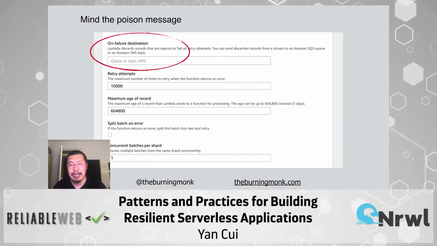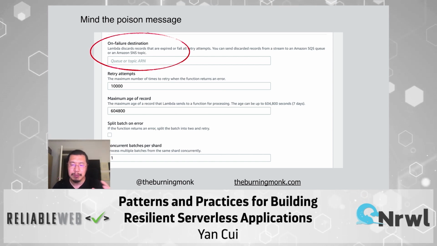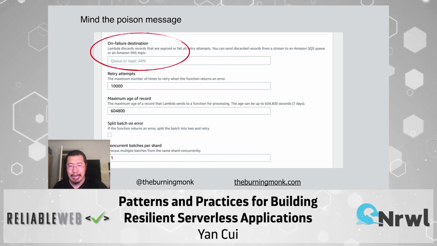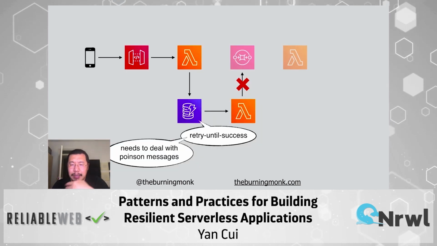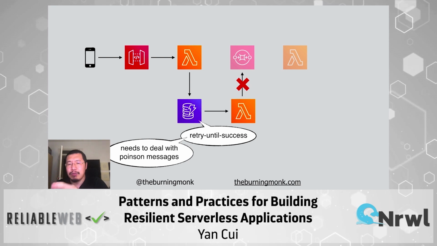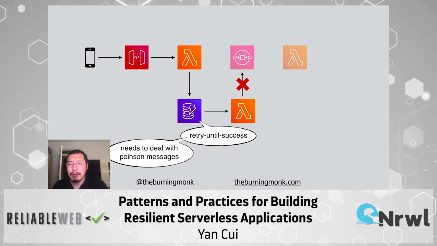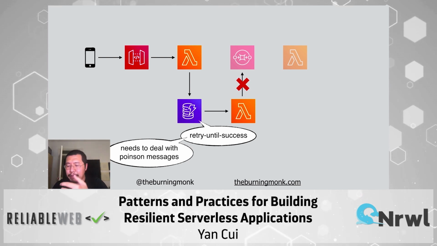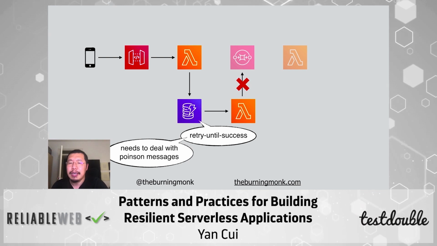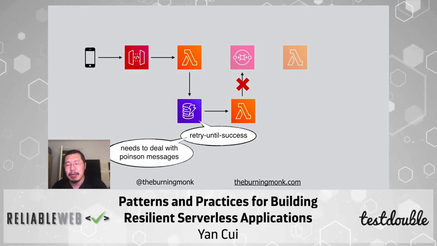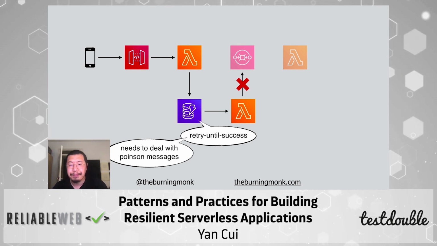One thing we could do is to turn on the on-failure destination. Essentially, this is the dead letter queue for stream processing Lambda functions. Another thing that we have to keep in mind in this setup is that the retry-until-success behavior can also render us vulnerable to poison messages, because if there's a message or event that we couldn't process for whatever reason, it's going to stop us from being able to process subsequent events that have been published into the stream potentially.